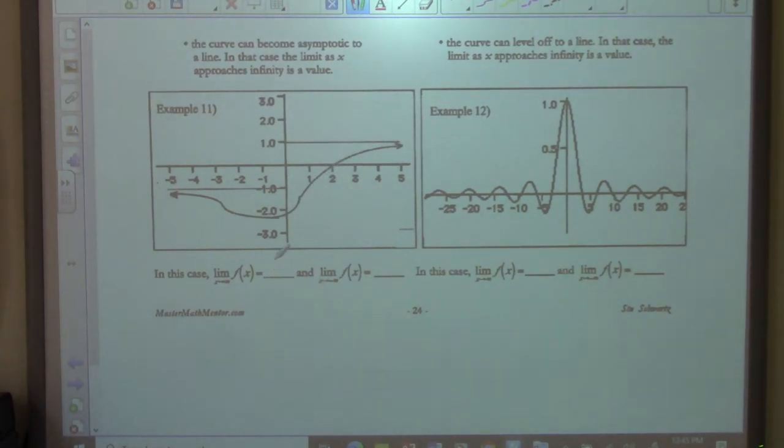We're approaching 1, right? I mean, it's the best we can tell. And down here, the limit as x approaches negative infinity of f of x is negative 1.